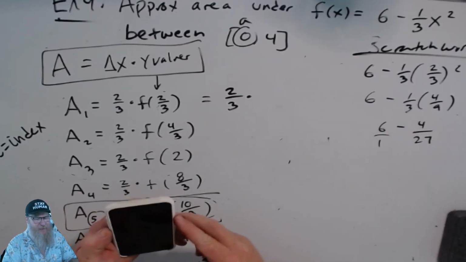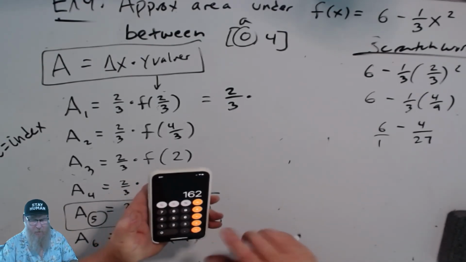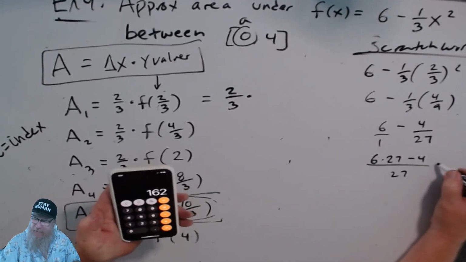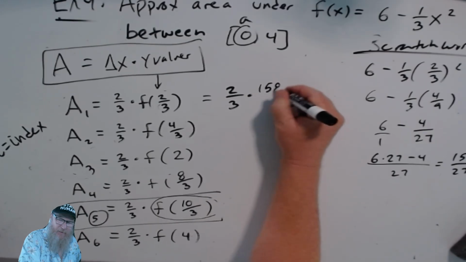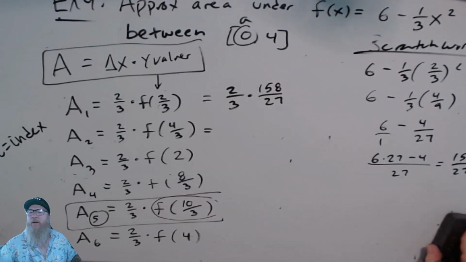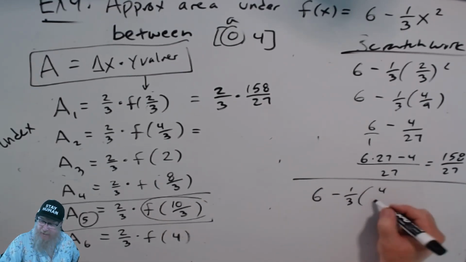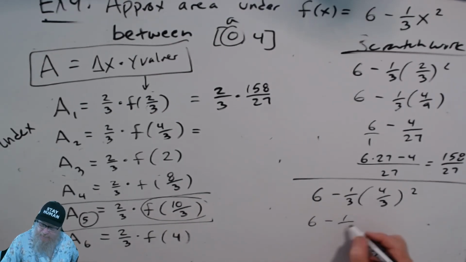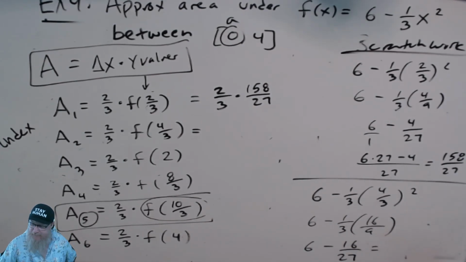I like to simplify this. So 6 times 27 minus 4 over 27. 158/27. All right. Let's do the next one. 6 minus 1/3 times 4/3 squared. 6 minus 16/27. 6 times 27 minus 16. 146/27.